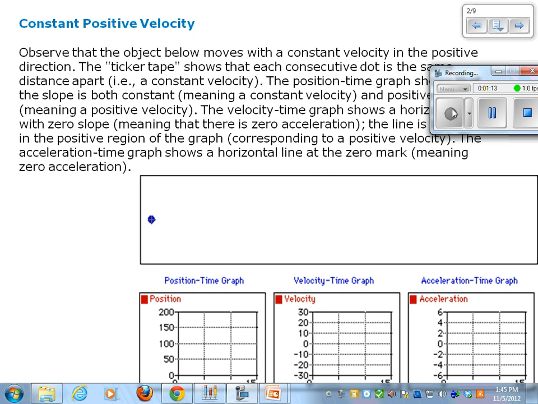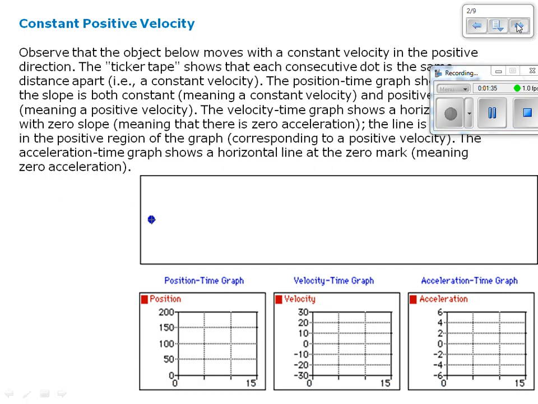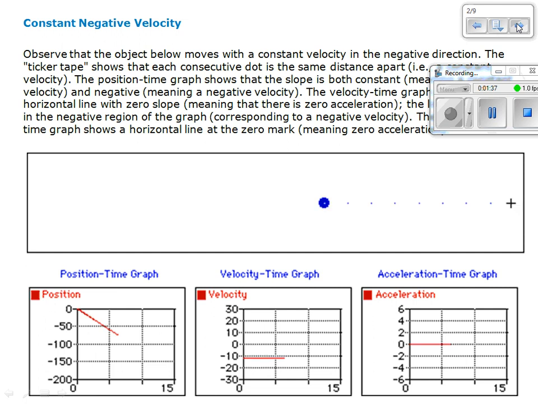Over here. The next one is constant negative velocity. So what's it going to look like, Connor? The next one. Constant negative velocity. What's it going to look like? The dots are going to be going to the left. But are they going to be equally spaced? Yeah. Equally spaced. So, dots equally spaced, constant negative velocity.